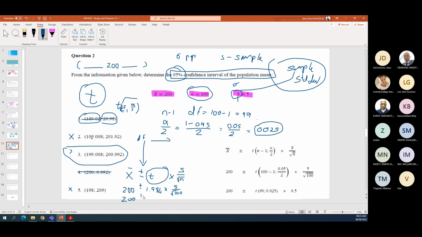So 200 plus minus, so it is 5 divided by the square root of 100. This time it is 10. So 5 divided by 10 is 0.5. We want to multiply that by 1.984. We get 0.992, which was probably in that one that they had. Okay, so then we know the top one is 200.992 and the bottom one is 199.008. Okay, which is then option 3 is the correct one.